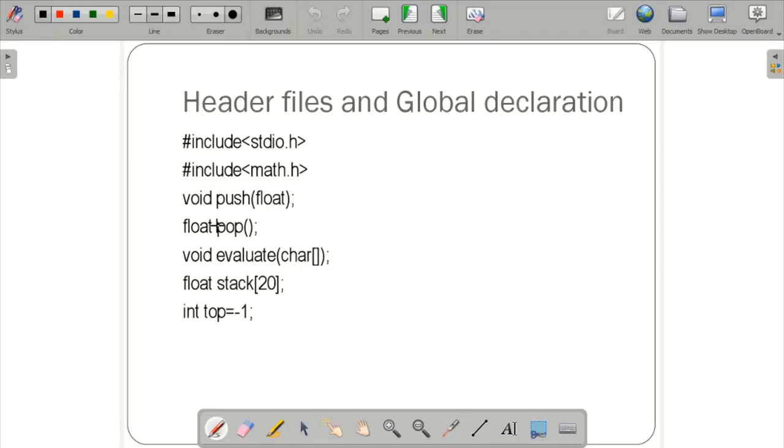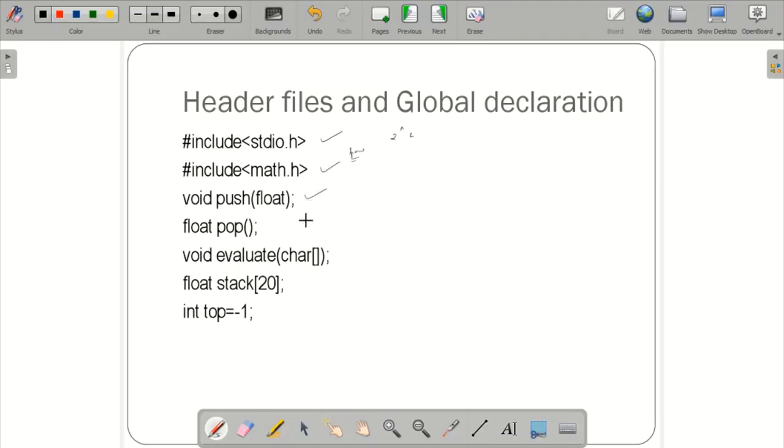So let us see the program. Here are the header files, the global declarations, as well as the function declarations. We include stdio.h, which you already know, for printf and scanf, and math.h is for math functions. In this program we have a math function called power, so we are using math.h for power, like 2 power 2 that you want to find.